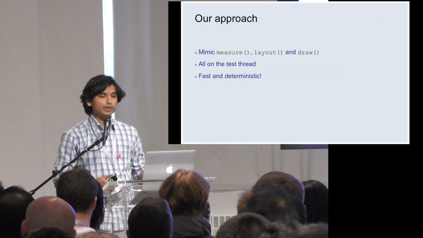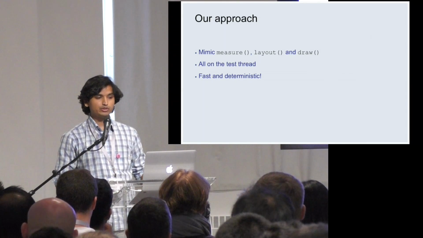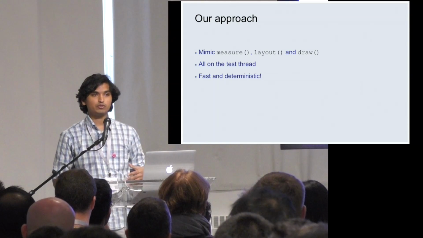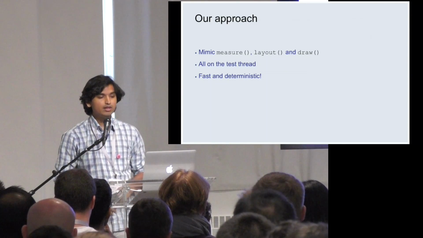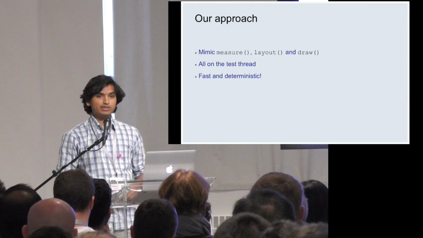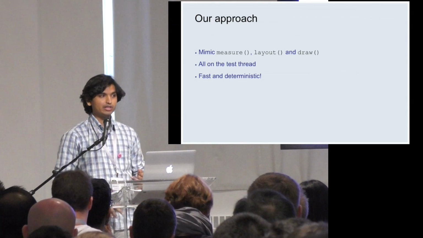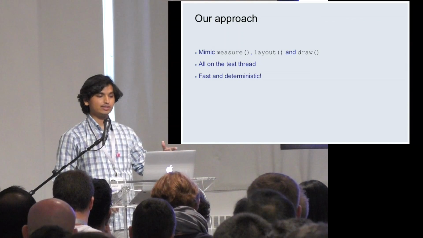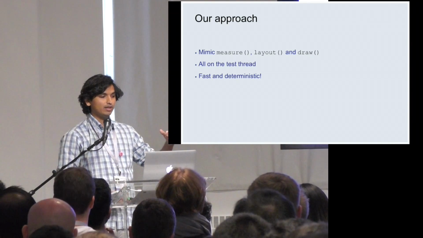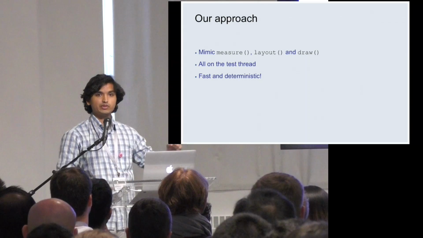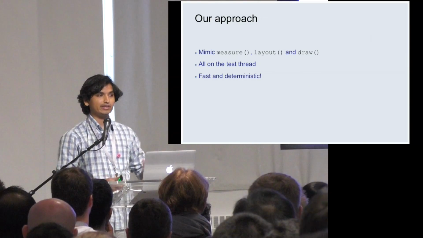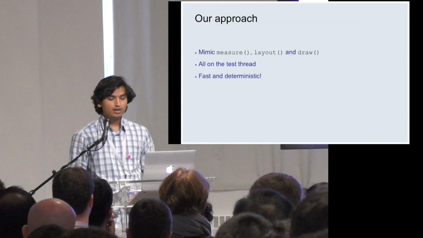So in our approach, we are doing all of this on the test thread, as opposed to having measure, layout, draw being called from the Android framework on the UI thread. And so what we end up with is something that's really fast. It does not need activities to start up. And it's also deterministic, because the code that you see in this test is exactly what's being run. You have no interactions with your UI thread that you need to worry about for getting something deterministic.